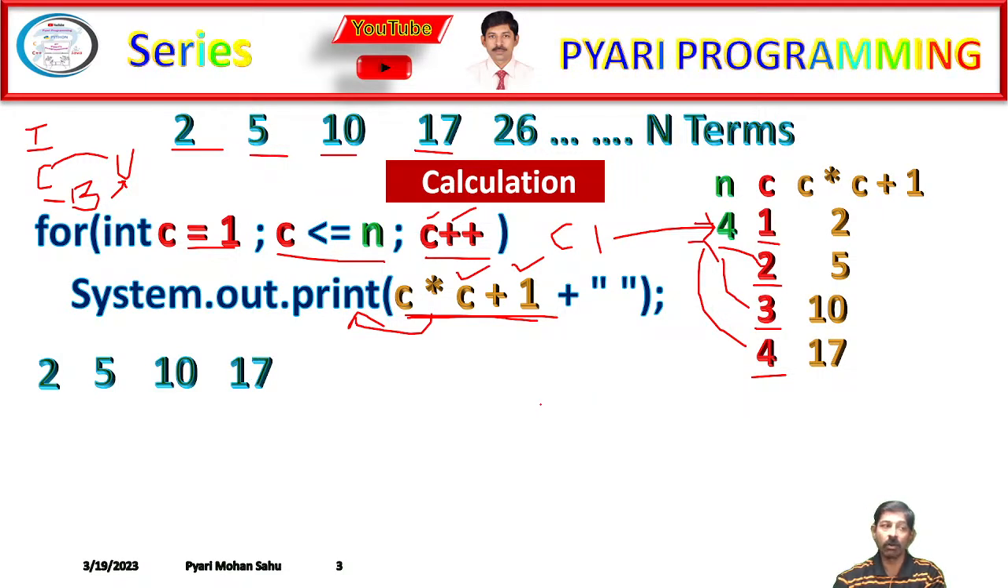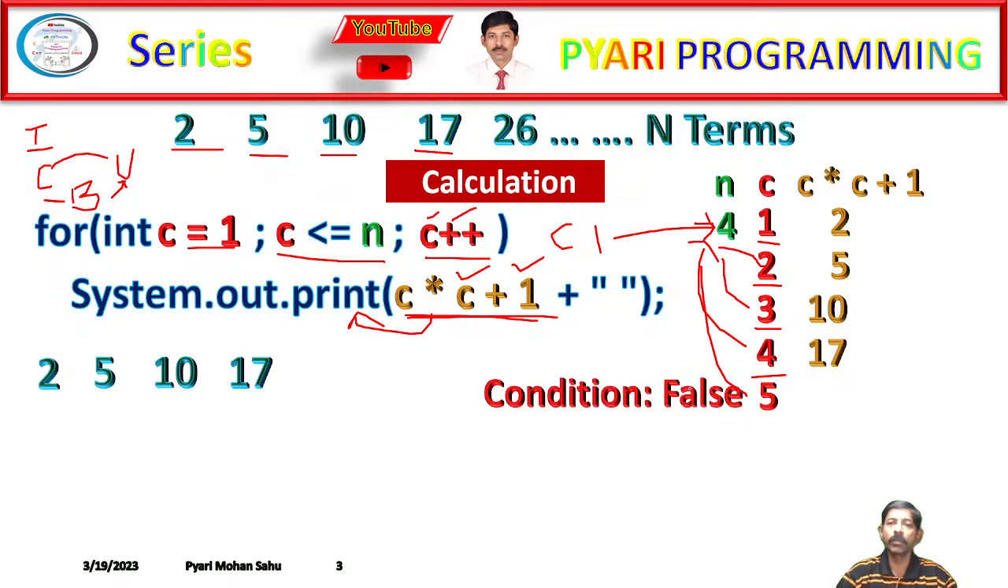After that, it cannot stop. Next value is your 5. C value is 5. Now 5 is less than equals to 4? False. This is false. So I will stop the loop. Now look at this. I got 4 terms. First term, second term, third term, and fourth term. That's all. We got the conclusion.